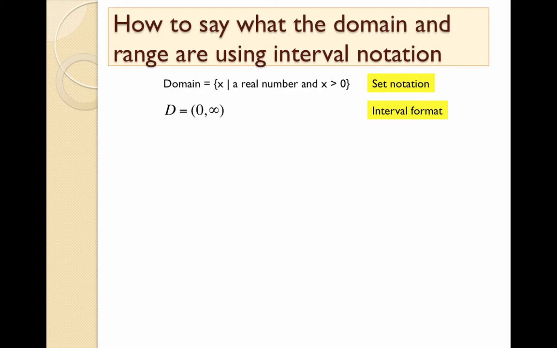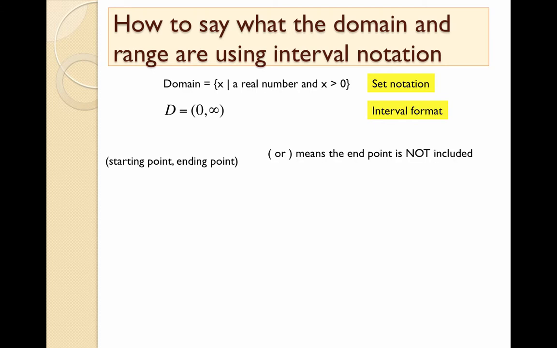D, that stands for the domain, is equal to, and now we have two values. We have our starting value, our lowest value, and we have our highest value. So our domain starts at 0 and it ends at infinity. Well, of course, we know infinity never ends. But that representation is called interval format. We have a starting point and an ending point. The starting point is always the smallest number, the ending point is always the largest number.